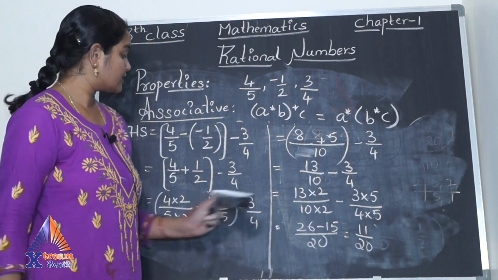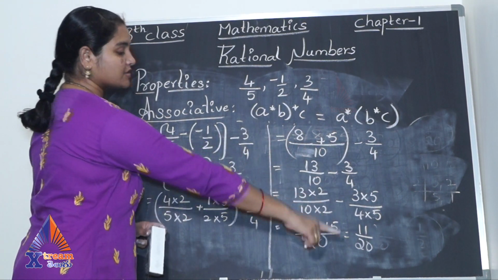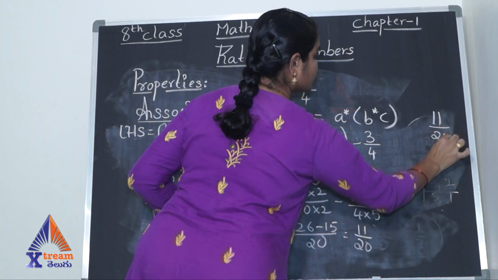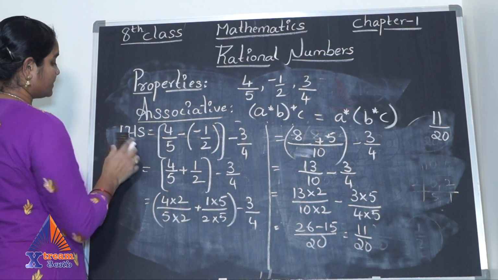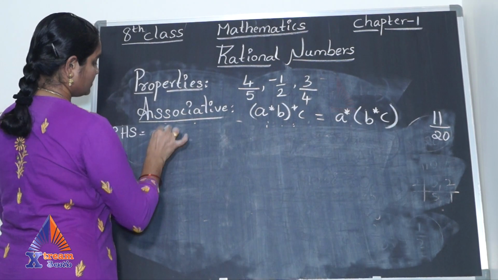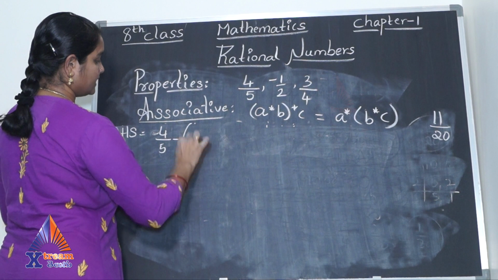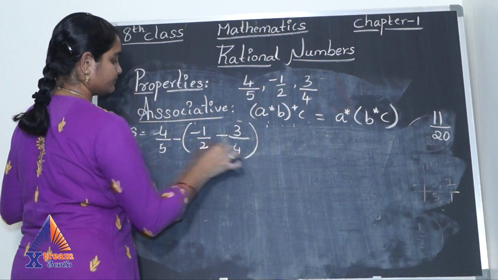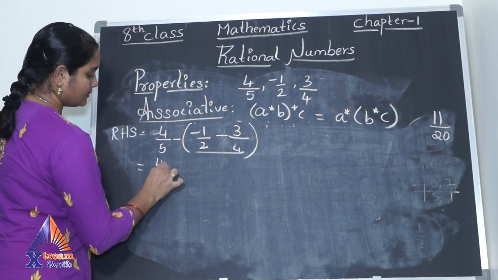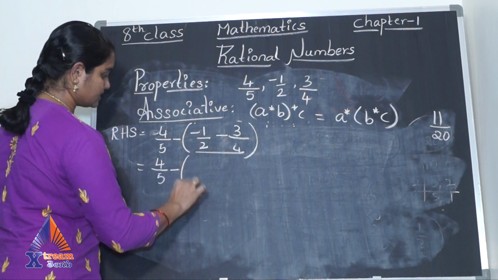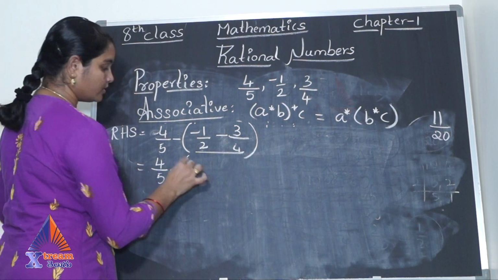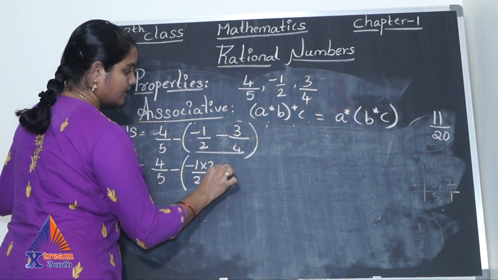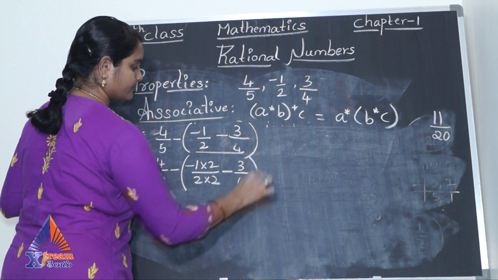Okay, so while solving the LHS part under subtraction, we got 11 by 20 as our answer. Let us note it aside. And now let's try with the RHS part. 4 by 5 minus 1 by 2 minus 3 by 4. Bracket part first. 4 by 5 minus 2 and 4, the LCM is 4, minus 1 into 2 by 2 into 2 minus 3 by 4.